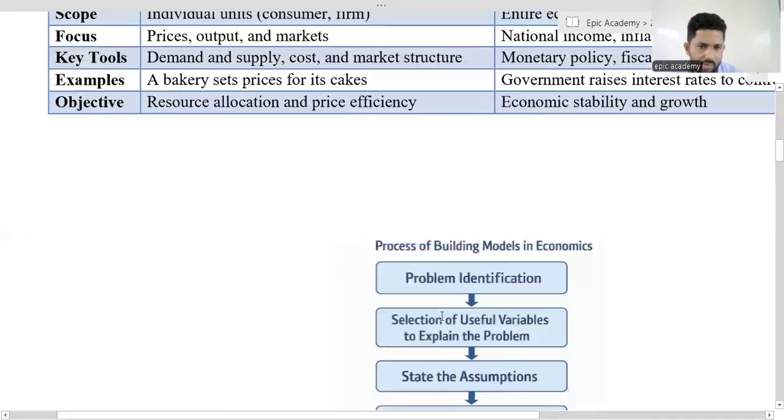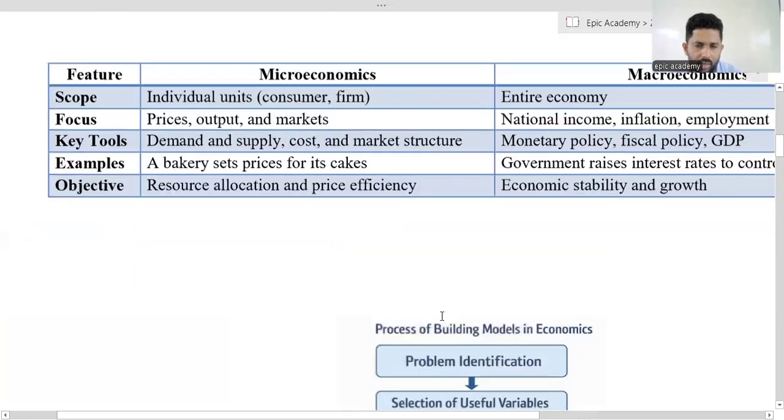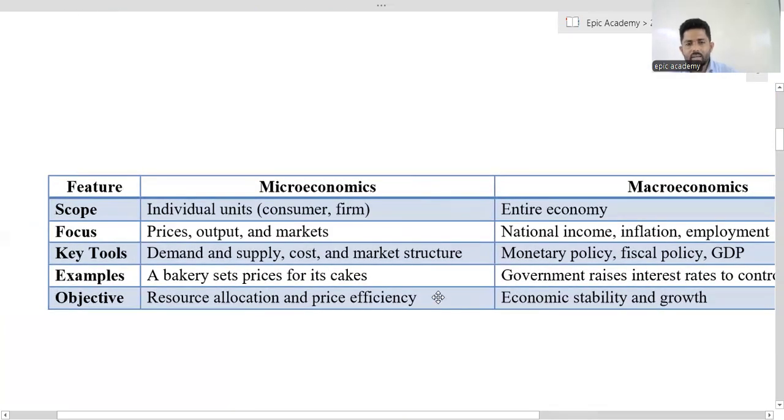Okay, next day we can discuss economic modeling and scarcity and other things. And now we are going to wind up this session. If there is any problem, you can ask.